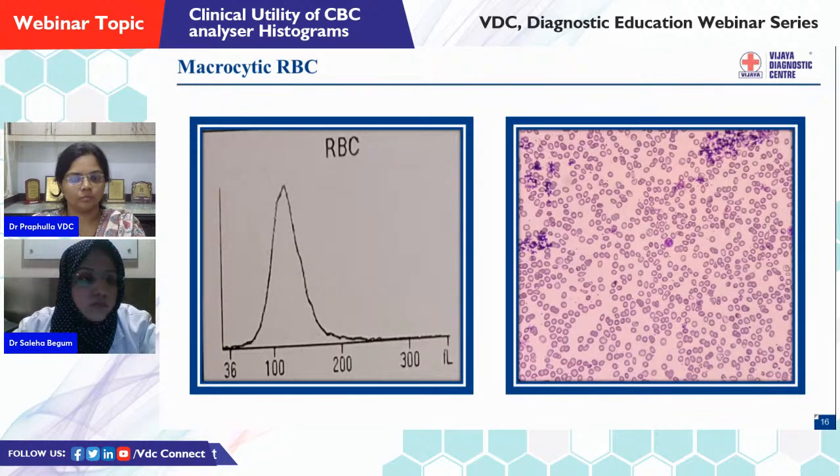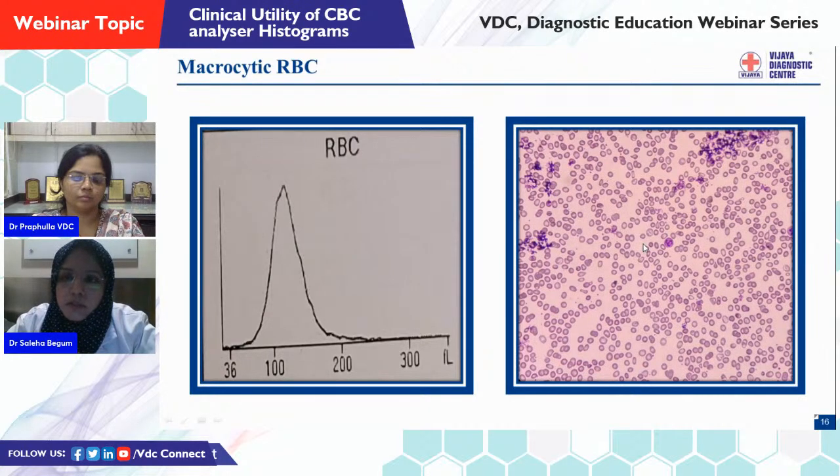This is another variation from normal. Here you can see the graph itself is starting very far from the origin, and it is taking a very broad curve and ending somewhere around 200. So this is a clear-cut picture of a shift to the right of an RBC histogram, meaning that the population present is mostly a larger cell population, which we can see very well here in the peripheral smear as a macrocytic anemia.